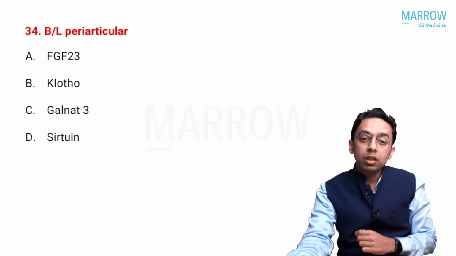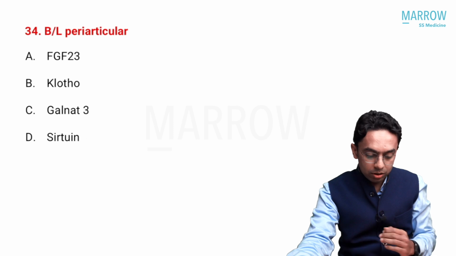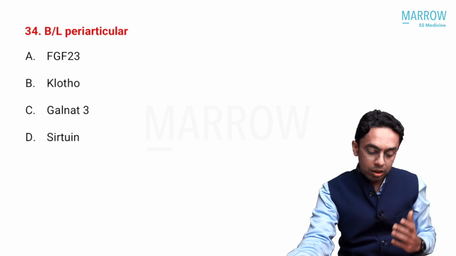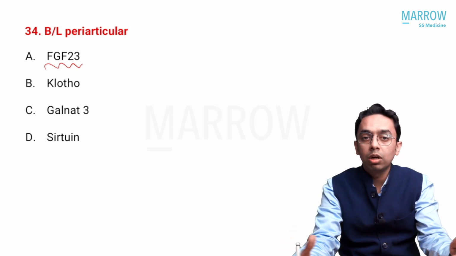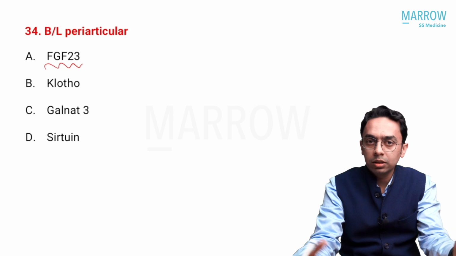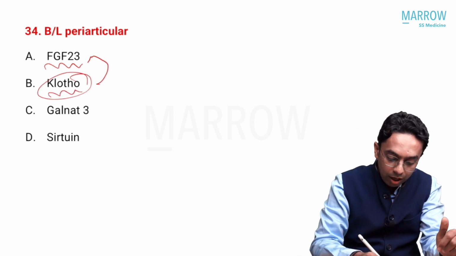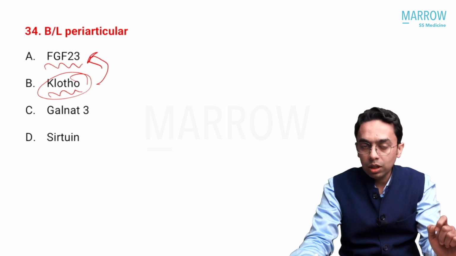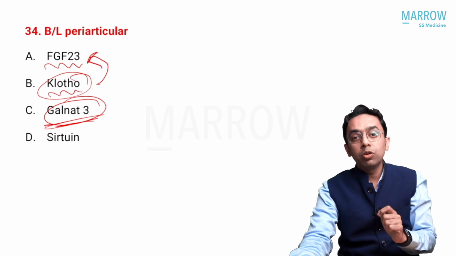Okay, question number 34. This question actually we could not get a complete recall. Something bilateral periarticular was written. FGF23 we have discussed in great detail, what it does, NaPi and all those, phosphaturia, everything, any TIO we will be discussing, everything we have seen, right? Klotho is the co-receptor of FGF23. This was asked previously. GALNT3 mutation is for tumoral calcinosis.